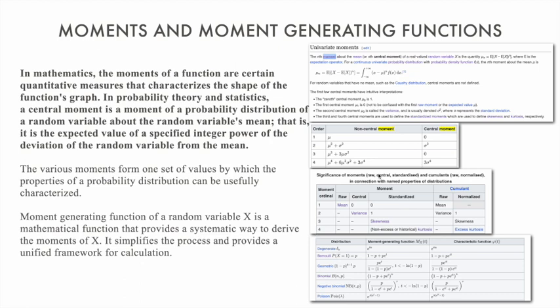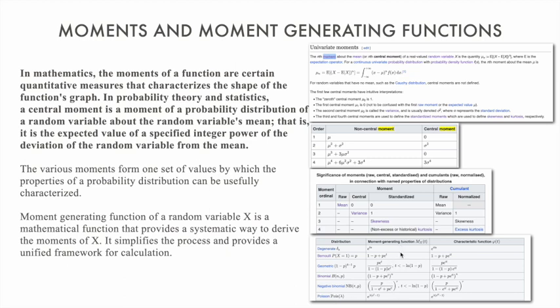The various moments from one set of values, by which the properties of a probability distribution can be usefully characterized, are given on the right side. So what is the non-central moment, what is the central moment, and the significance of moments. This was mentioned in the first picture in the top right side. And finally, the moment generating function of a random variable X is a mathematical function that provides a systematic way to derive the moments of X. It simplifies the process and provides a unified framework for calculation. Finally, you can see for other distributions other than the standard normal distribution, such as Bernoulli, geometric, binomial, and negative binomial distributions, what the moment generating functions and the characteristic functions are.